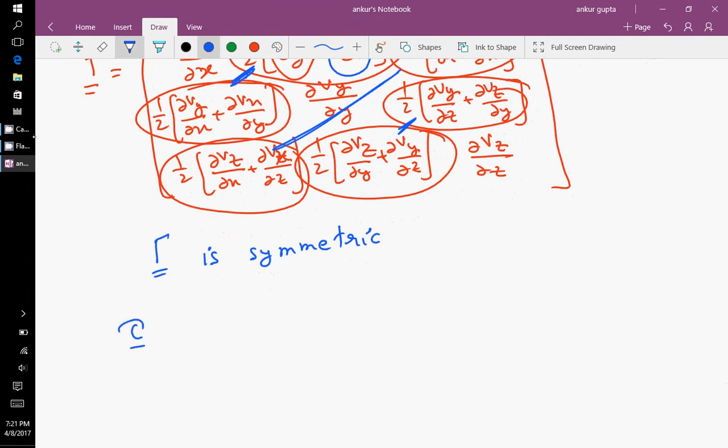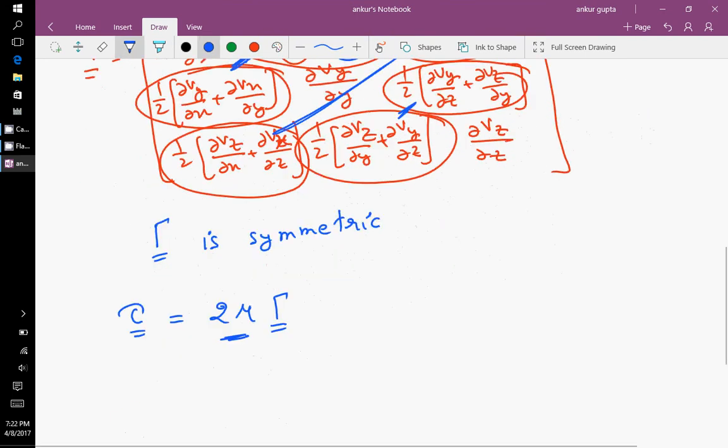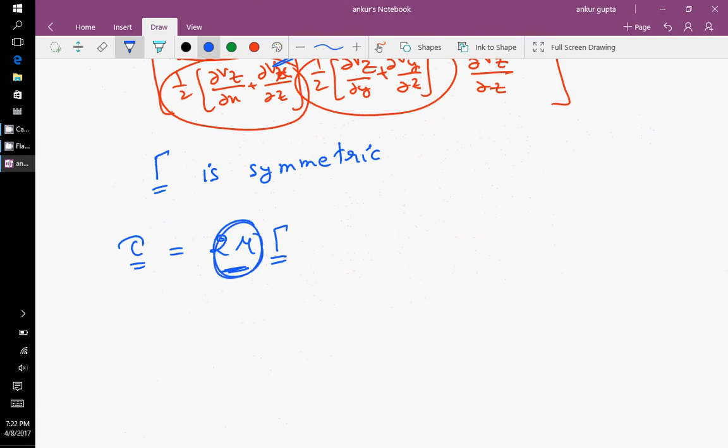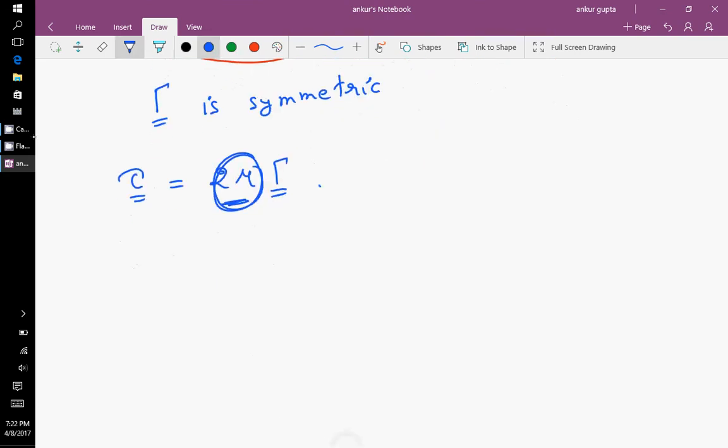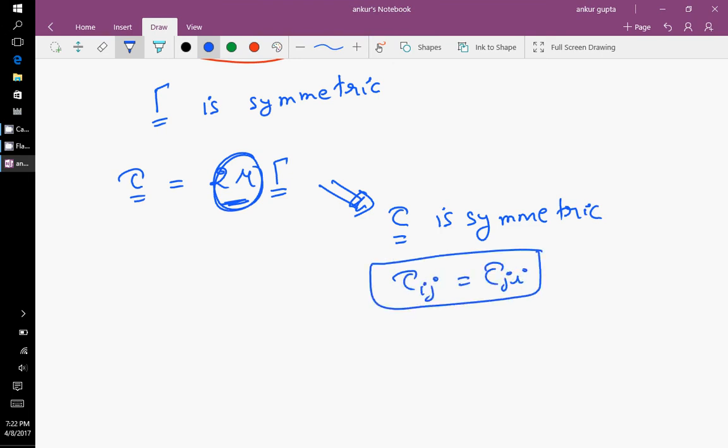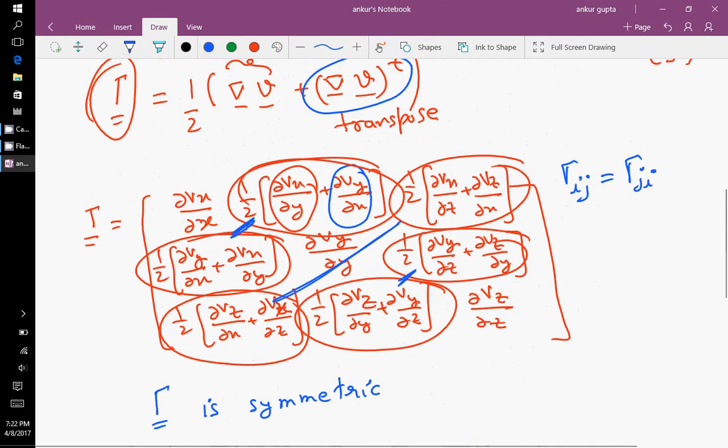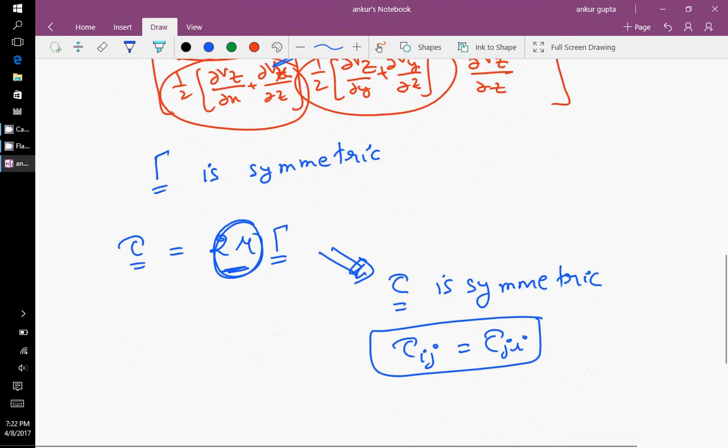Similarly, now once we know gamma, we can calculate tau. So tau will be nothing but 2 mu times this whole matrix, right? Just we'll multiply everything by 2 mu and we'll get tau. So now that means that tau is also symmetric, or in other words, tau ij will be equal to tau ji, because gamma is symmetric. Because gamma ij is equal to gamma ji, we'll have tau also symmetric.